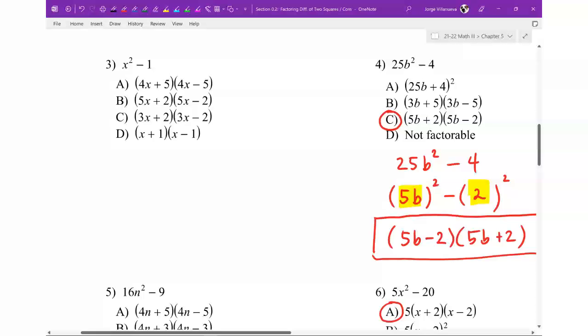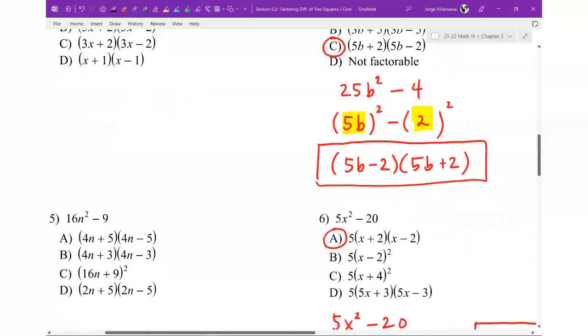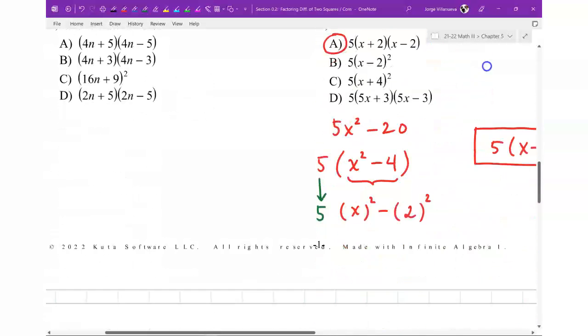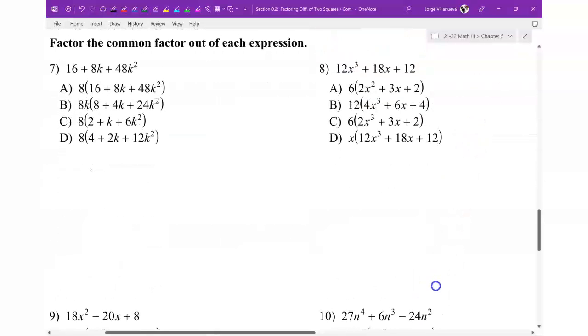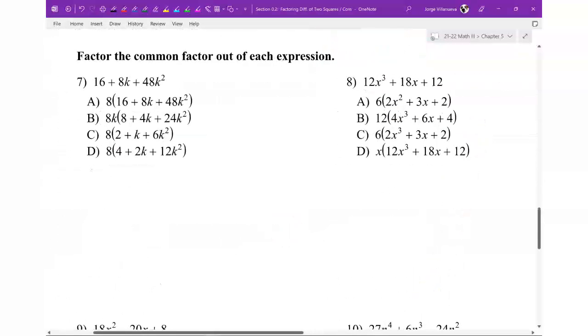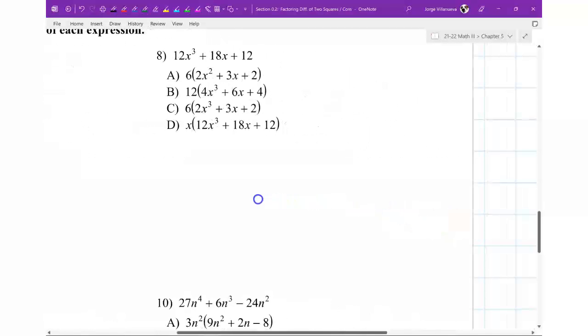Okay, so I've done 3 out of the 6 of those problems for you guys. Now let's look at the common terms now. Okay, so 7 through 12, notice the instructions say factor the common factor out of each expression. In other words, they have a number in common or a letter in common. Factor that out. Okay, so the thing about these is just kind of think about it like, what do they have in common, right? So let's look at number 8.